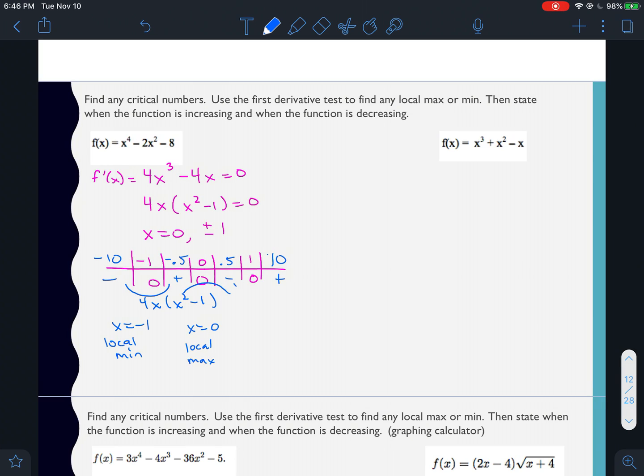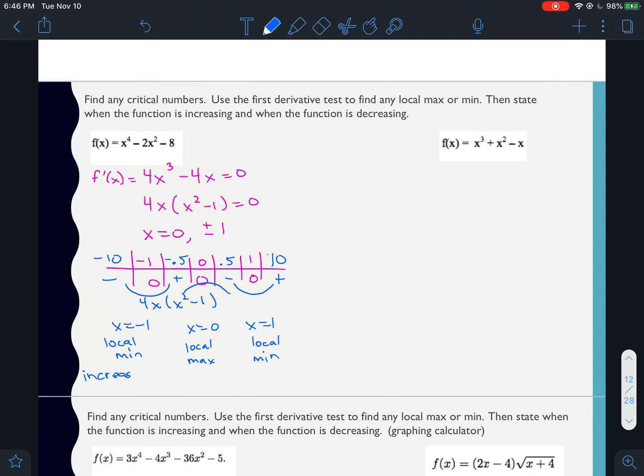At 0, the derivative changes from positive to negative. So at x equals 0, you have a local or relative maximum. And then at positive 1, the derivative changes from negative to positive. So that would be a local minimum.